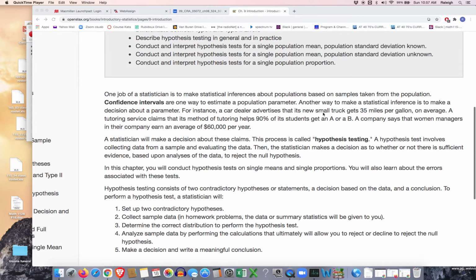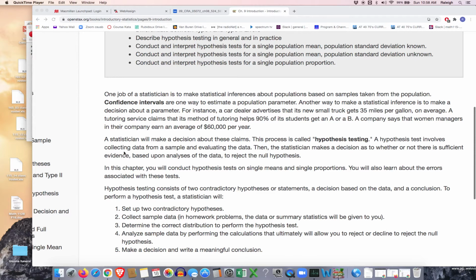A car dealer might advertise this new small truck gets 35 miles per gallon on average. Maybe it does, maybe it doesn't. And then another tutoring center says that their method of tutoring helps 90% of its students get an A or a B. Maybe it does, maybe it doesn't. A company says its women managers earn an average of $60,000 per year. None of these have directions involved, so they're defined to be two-tailed tests, and either they're true or they're false. And when they're false, they could be lower or higher. Often, though, you'll see it going in one direction, and we'll only stay in that direction, such as greater than. We'll ignore the lesser than portion.